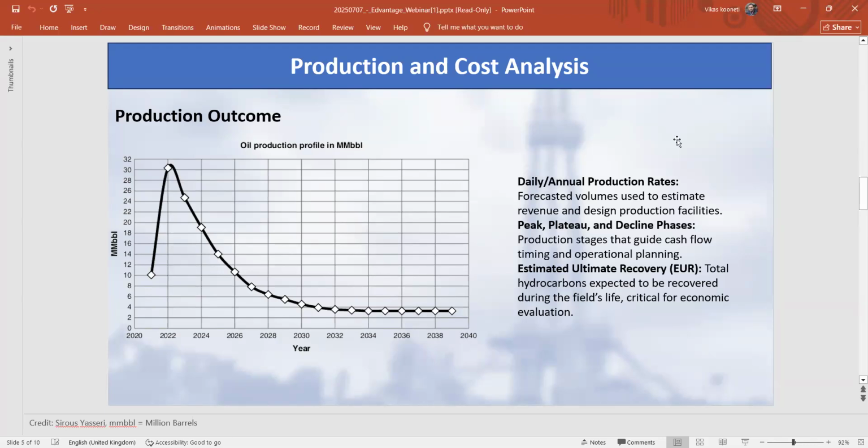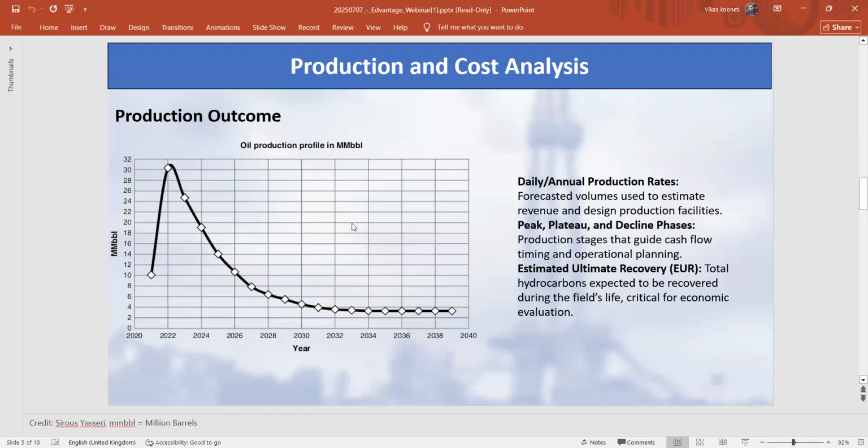So the main purpose is, again, daily and annual production rates, forecasted volumes used to estimate revenue and design production facilities, and peak, plateau, and decline phases. So this is the peak plateau stage, a production stage that guides cash flow, timing, and operational planning, and the estimated ultimate recovery, which is the total hydrocarbons expected to be recovered during the field life, right? So it is critical for economic evaluation.